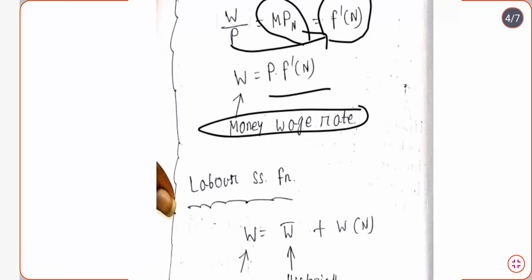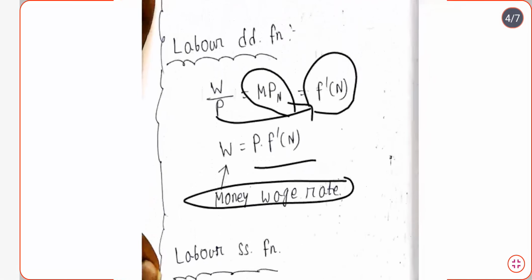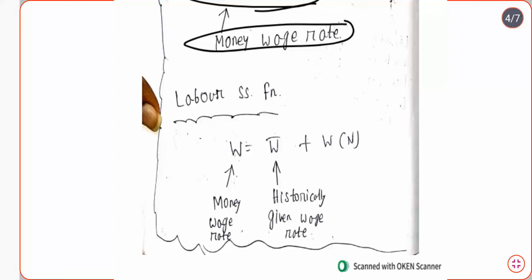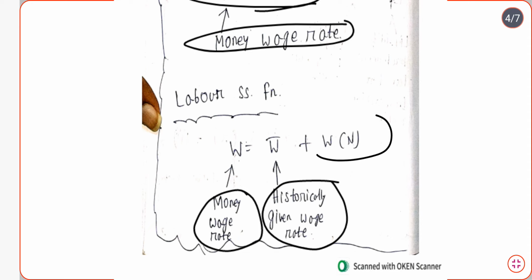Now the labor supply function. This is the labor demand function which we derived, from which we obtained that W is equal to P into f dash n. Similarly, the labor supply function is W equal to W bar plus W of n. W is the money wage rate here. W bar is the historically given wage rate, the wage rate that we take from any base year, and W of n means wage that is a function of labor.